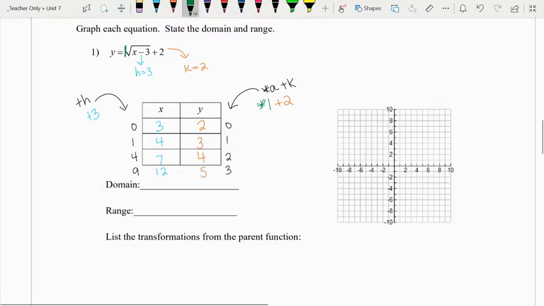So let's go ahead and plot those points. 3, 2, 4, 3, 7, 4, and then obviously the 12, 5 would go away. It's way off the graph.